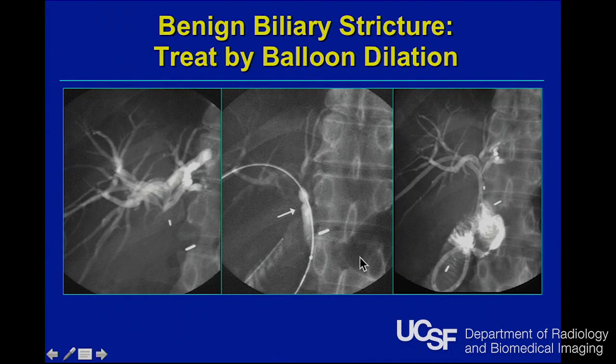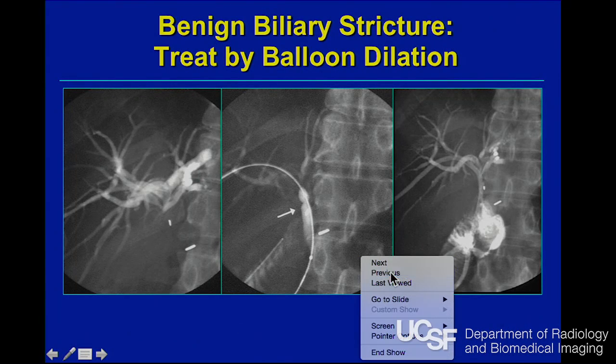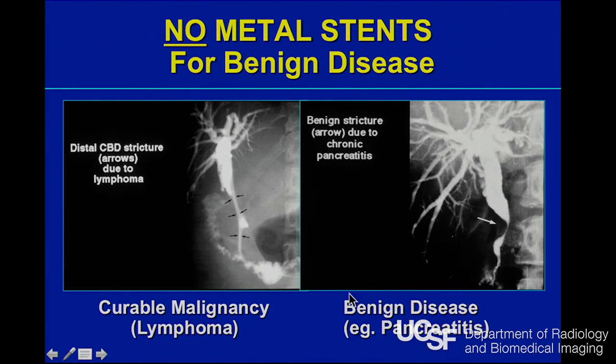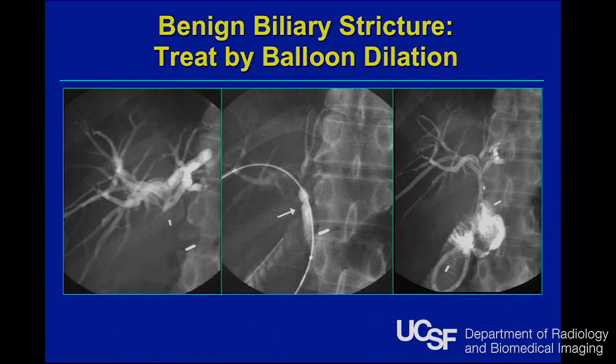So that's that example. I can go previous, I went a little too fast. So these two examples basically show you two situations where you wouldn't want to put in a metal stent. This is a curable malignancy, and this is a benign stricture in the setting of chronic pancreatitis. So in those two situations, it's not worth putting in a metal stent. But what you can do is cholangioplasty, balloon dilatation, a completely standard thing to do in the setting of benign strictures, and there is a myriad of different protocols.